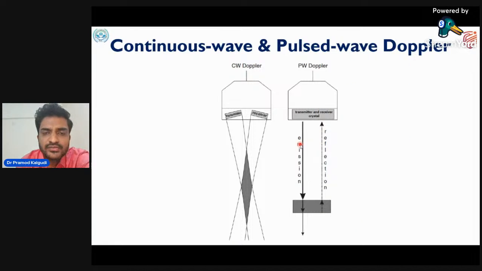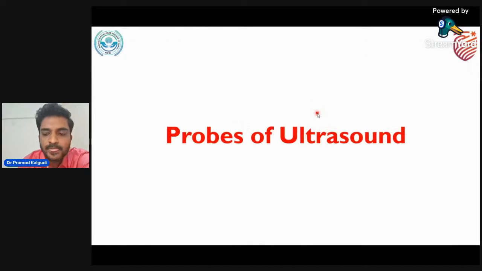So what is a continuous wave and a pulse wave Doppler? Most of our Dopplers are pulse wave Dopplers. In continuous wave, there are two things, the transmitter and the receiver, and they are different. Whereas in a pulse wave Doppler, it's the same thing, wherein it emits and it receives. Both crystals are in the same compartment in the pulse wave Doppler.